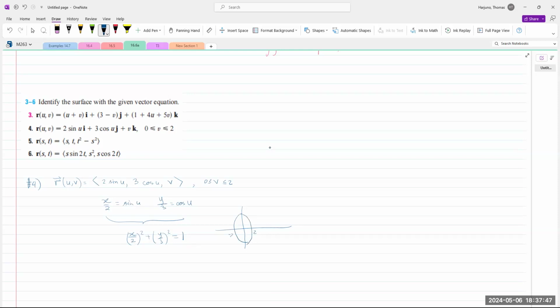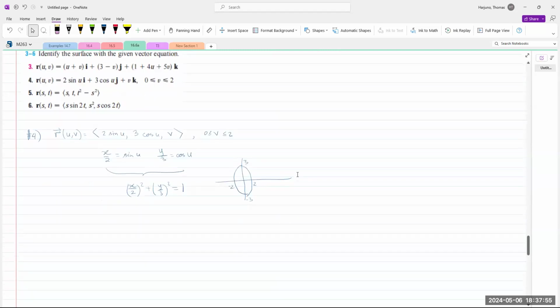This is 2, -2, this is 3, -3 here. And because the z component is independent of u, it will just give us a cylinder, I should say an elliptic cylinder. It will be an elliptic cylinder. Okay, that's for number 4.